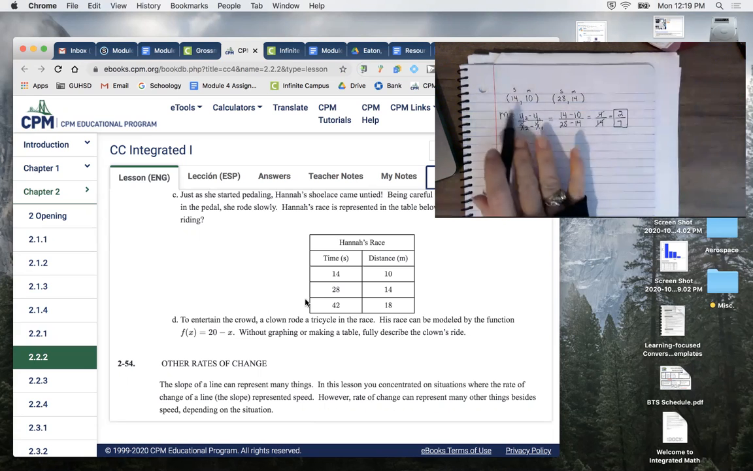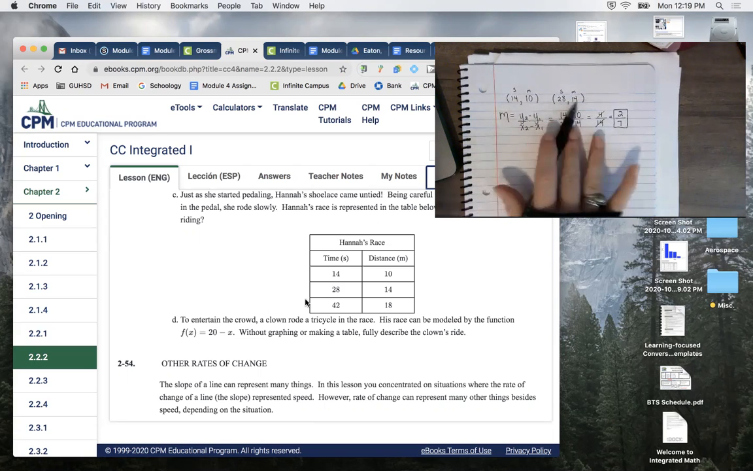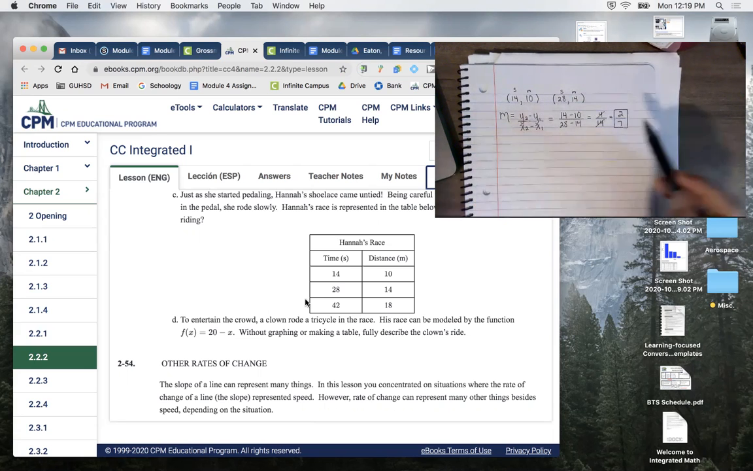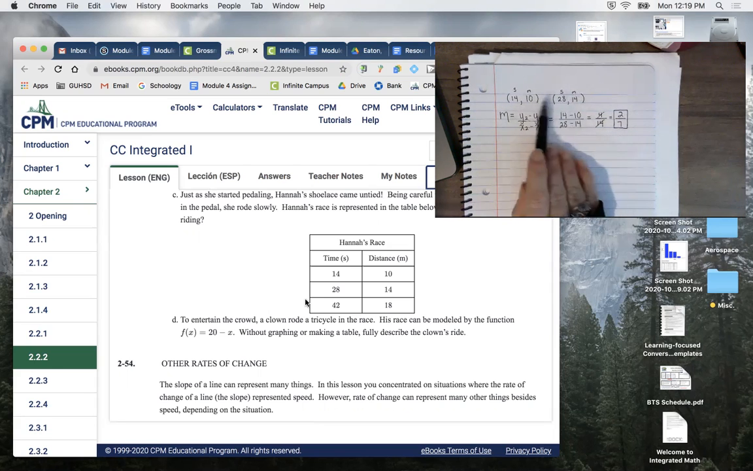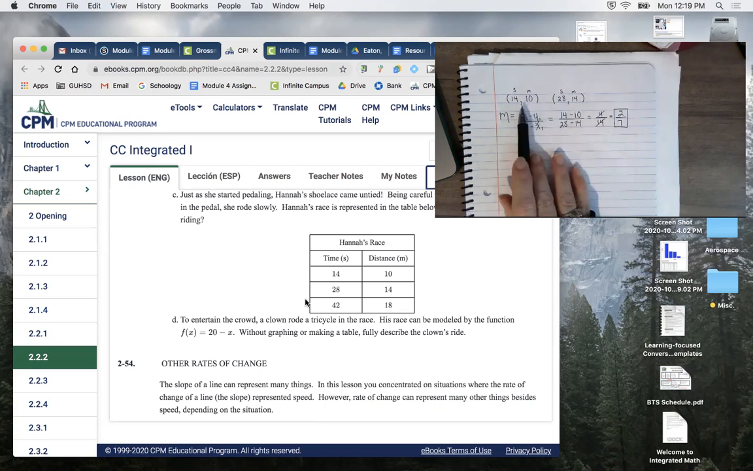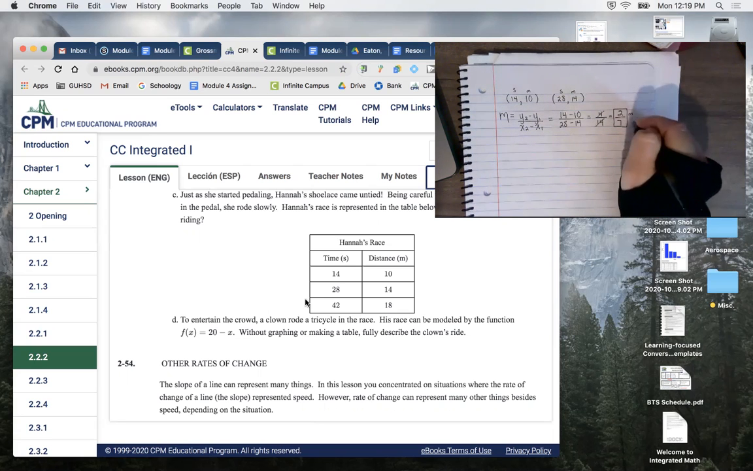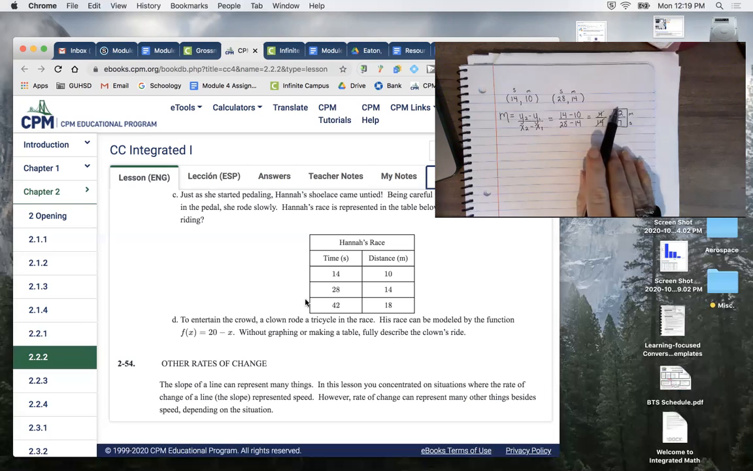What that would mean in context is that she's traveling 2 meters in 7 seconds. That's really how this is. This is meters over seconds. So here we have that she's traveling 2 meters in 7 seconds. Okay.